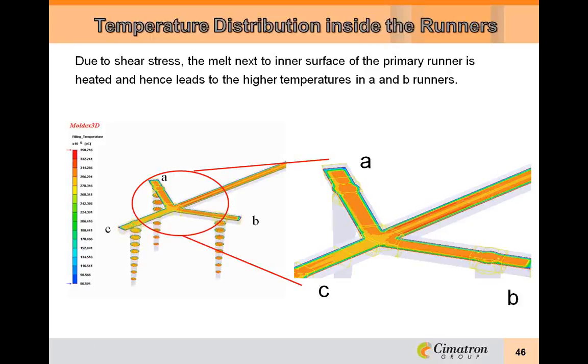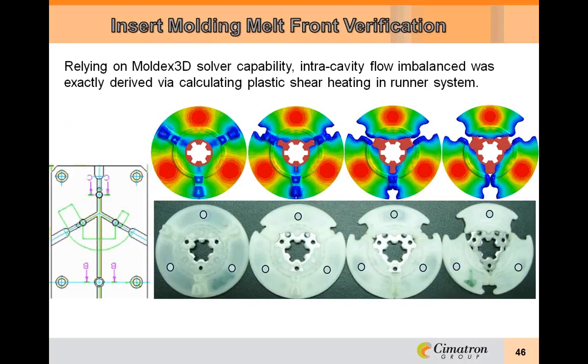Note the heat pattern as illustrated by the darker orange color. We can see that A and B are hotter than C. Here again we see the accurate prediction of flow pattern when compared to the real molded parts. This could only be achieved by calculating the shear stress in the runner system. These are the kinds of variables that are often not considered in traditional mold designs and cannot be predicted accurately without 3D CAE software.